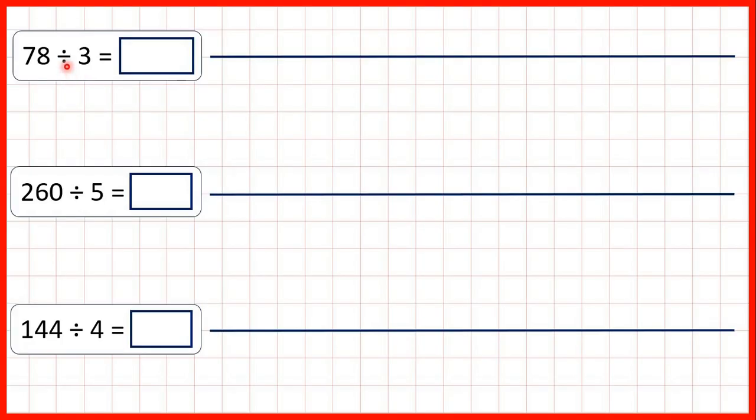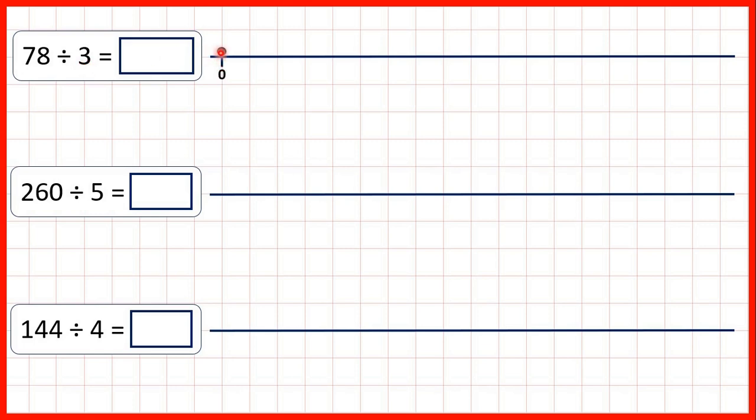So here we have some division questions, and we know that one way to divide is to count up in steps of the divisor until we get to the dividend. But for this first question, it would take us a very long time to count up in steps of 3 until we got to 78. So instead, what we can use is chunking.